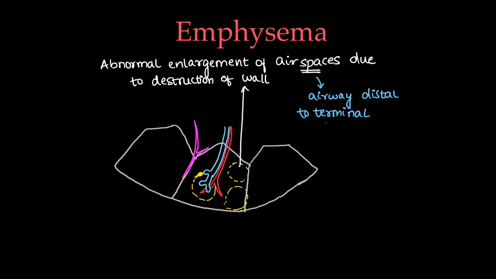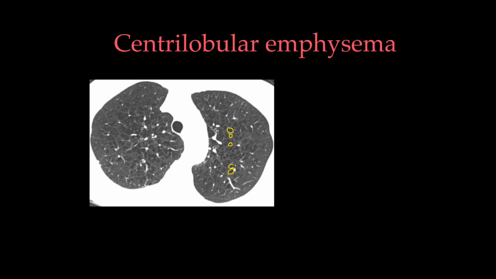So here we have abnormal enlargement of air spaces due to destruction of the walls of alveoli. These are the air spaces distal to the terminal bronchiole. This is a summary of emphysema. So here we can see these black spaces with thin imperceptible walls. These are the dilated air spaces with no perceptible walls.